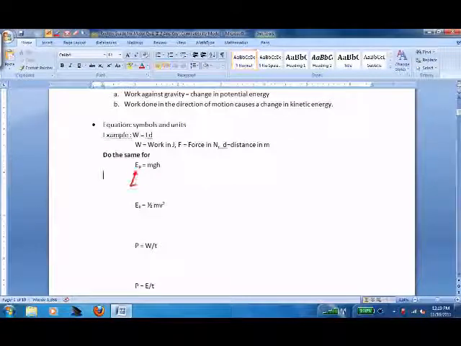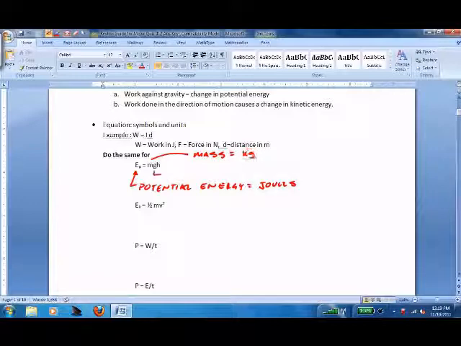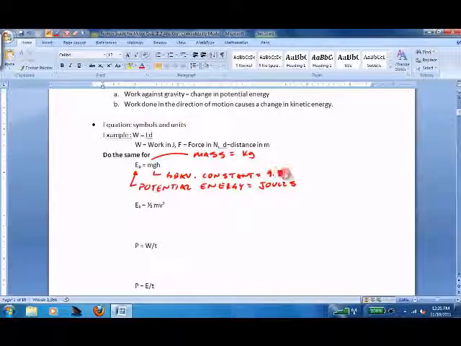For instance, this is potential energy. And energy is given in joules. M stands for mass in kilograms. G is a constant, so it's G equals the gravitational constant, and it is 9.8 meters per second squared, the acceleration at which all things on Earth fall. Height, h, given in meters.